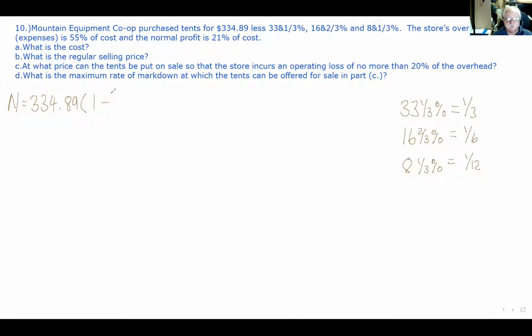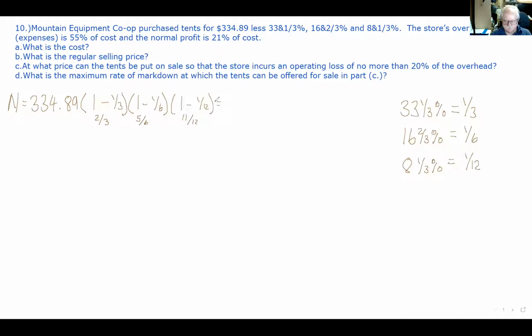And so this equation becomes much easier if we use these supposedly commonly known fractional equivalents. So this becomes 1 minus 1/3, 1 minus 1 over 6, and 1 minus 1 over 12. Again, I'm going to solve what's in these brackets first. 1 minus 1/3 leaves me with 2/3. 1 minus 1/6 leaves me with 5/6. And 1 minus 1/12 leaves me with 11/12.